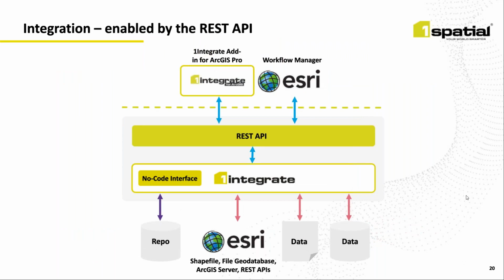So one is we integrate really nicely with Esri products. We know that across the geospatial industry, Esri is extremely popular, extremely well used products, and we have fantastic integration at both ends of 1Integrate, so that we can talk to Esri software. That starts with bringing data in from some of those familiar data formats like the shapefile, geodatabase, even from the ArcGIS servers, to also connecting at the front end to things like the workflow manager, which can be used to run those sessions as well.